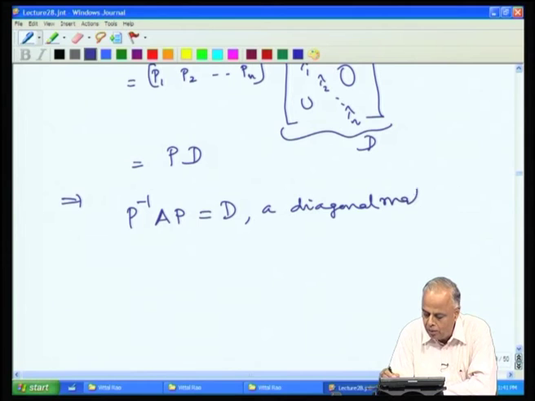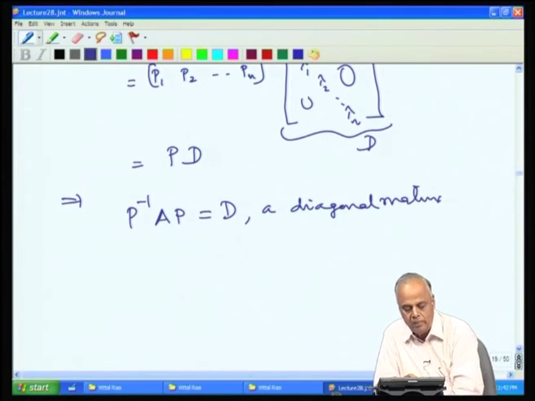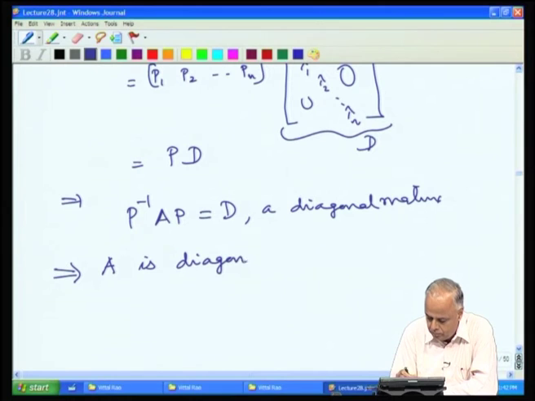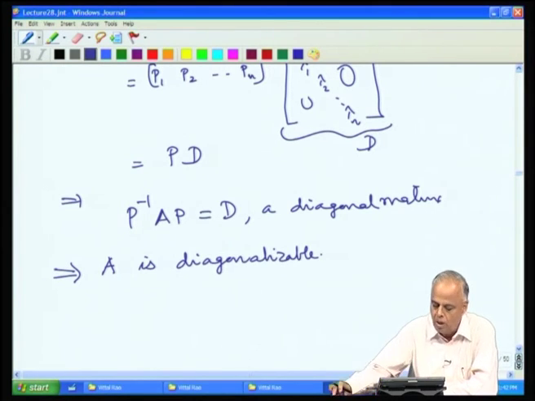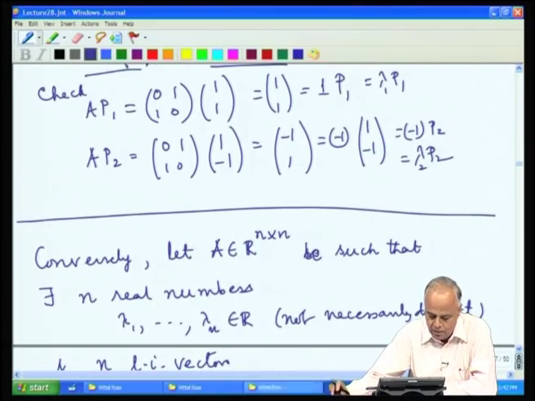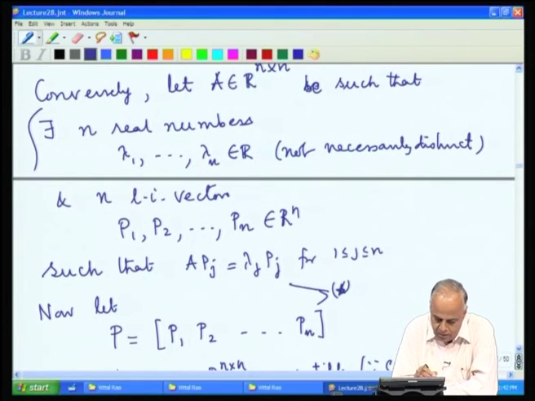So, therefore, the moment that these scalars and vectors are given, we are able to construct a real matrix P so that P inverse AP is diagonal, which means A is diagonalizable. So, now we call these conditions, this whole set of conditions, as C.